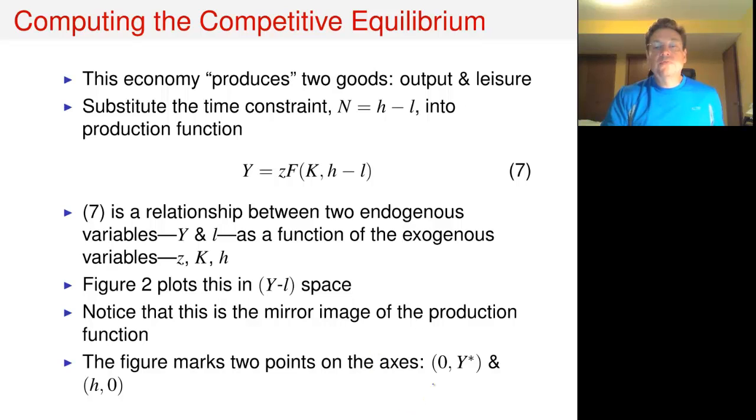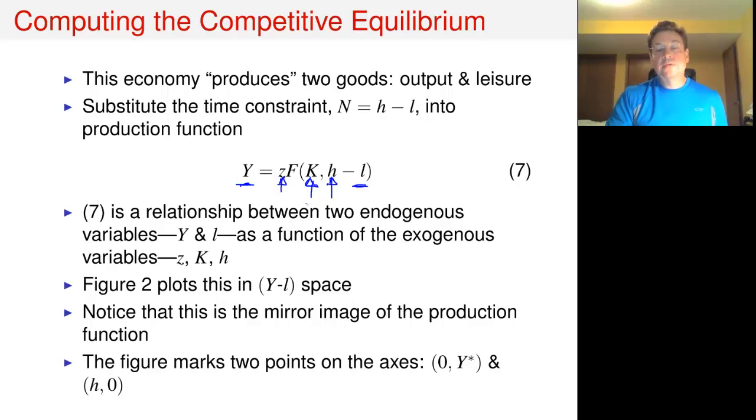So if we substitute the time constraint, so we have that n equals h minus L, and we put that into the production function, we now are going to have an expression that involves the two goods that this economy produces, output goods and leisure goods. So these are the two endogenous variables in this economy, and they are functions of the exogenous things, which include technology, the existing capital stock, and the total time endowment.